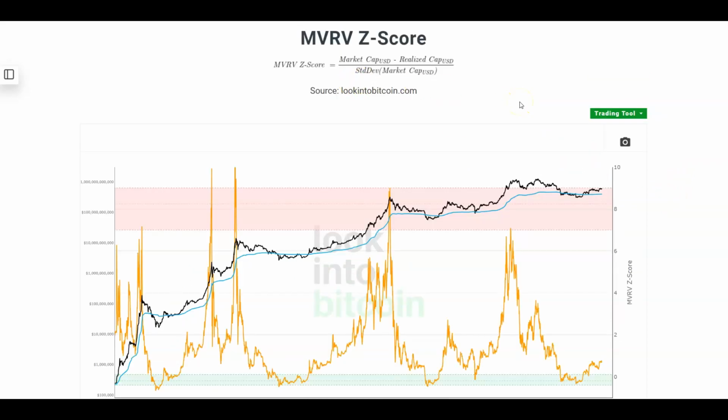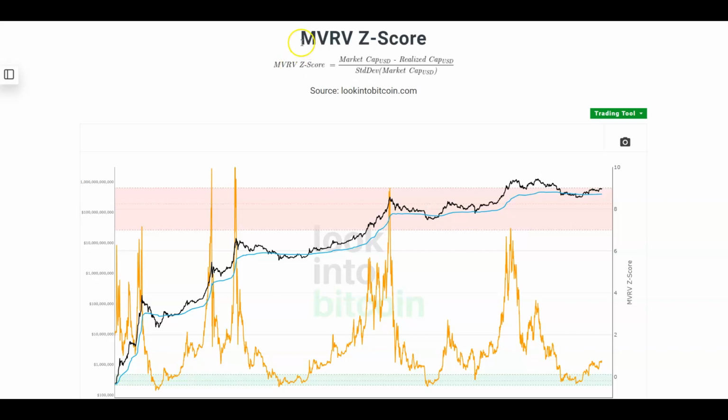MVRV, now we're getting into the more on-chain side of things. There's lots and lots of on-chain data you can look at. Again, interesting, if you're curious, it's there. But to me, as a trader, most of it is useless. Most of it is not very helpful. It doesn't really help me make my trading decisions.